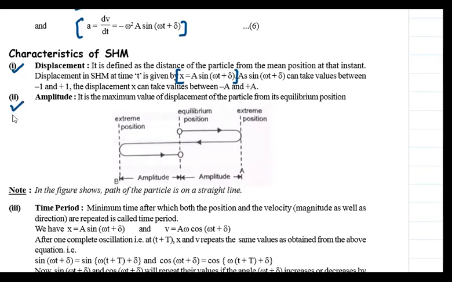Amplitude. What is amplitude? Amplitude is the maximum position. That's it. Amplitude is the maximum value of displacement or maximum position. So I can say this depicts the position of any object doing SHM at a given time. So I can say we have two extreme positions and one equilibrium position. Yes or no?